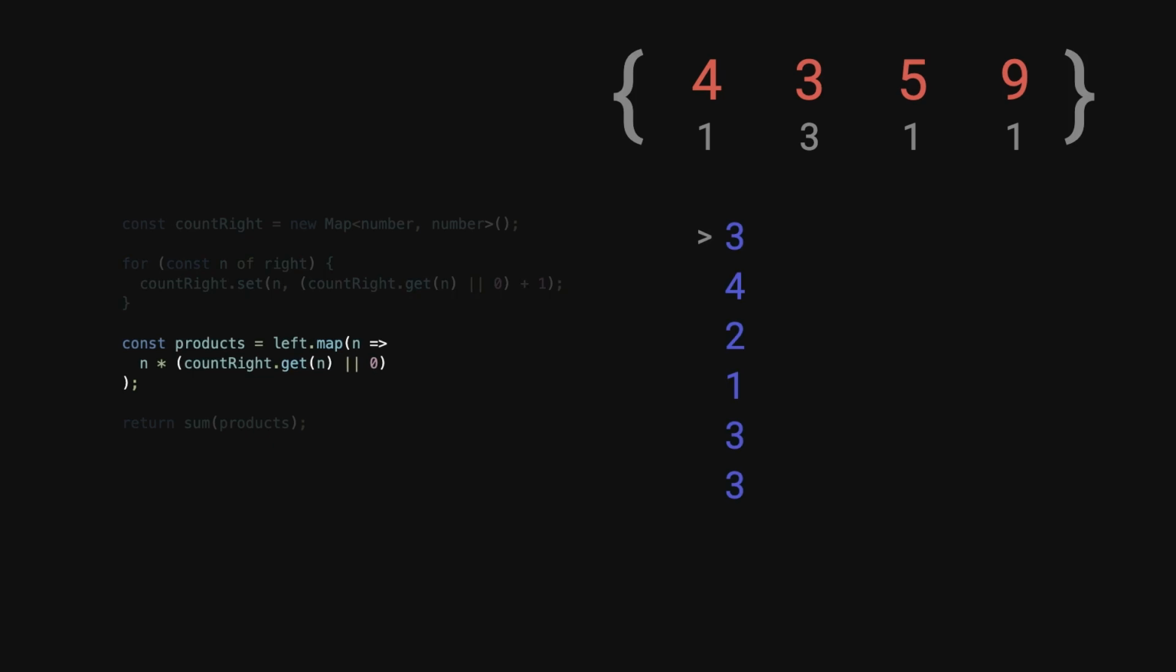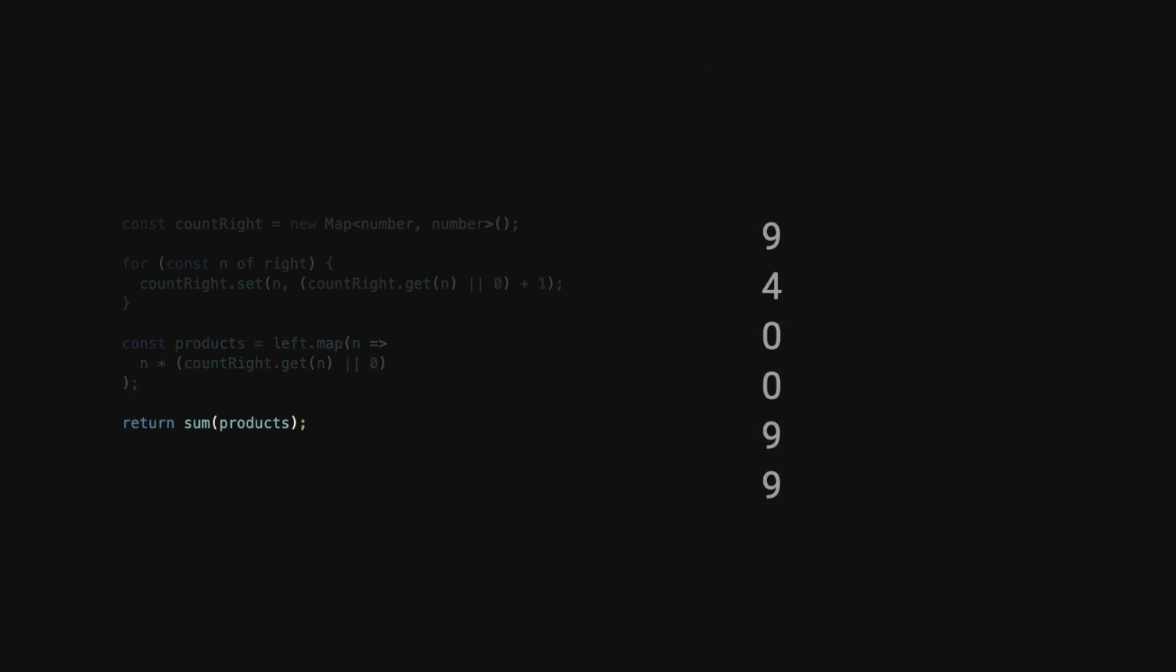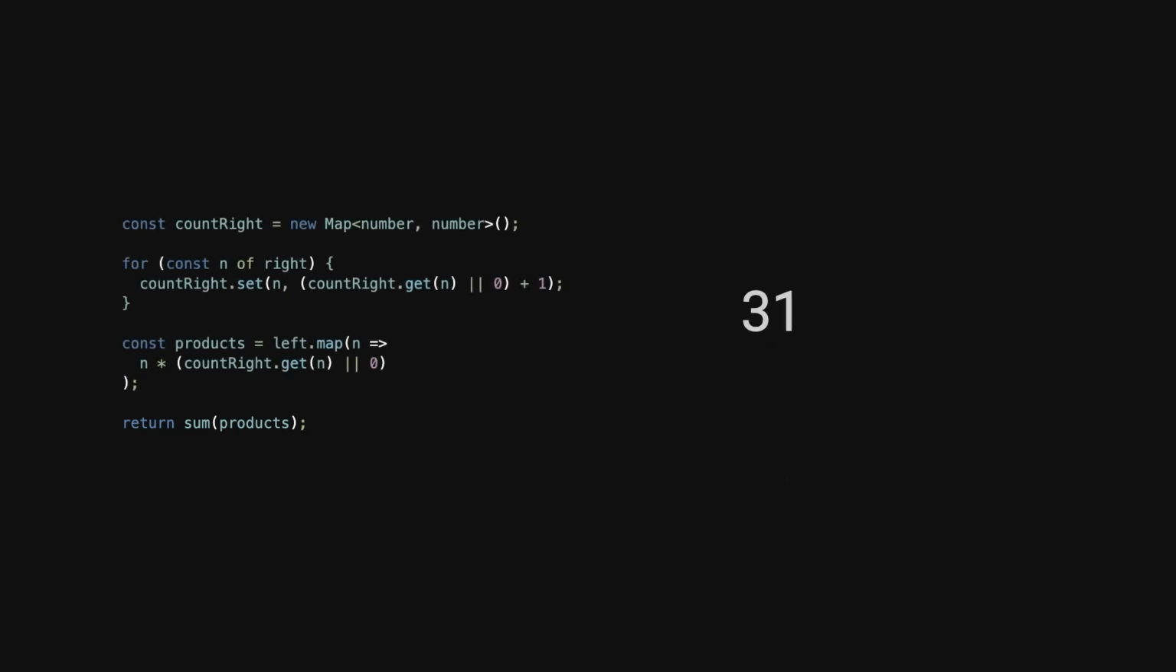Then we multiply each number in the left list by the number of times we saw it in the right list, or 0 if we never saw it. This leaves us with a list of products, which we can then sum for the answer to part 2.